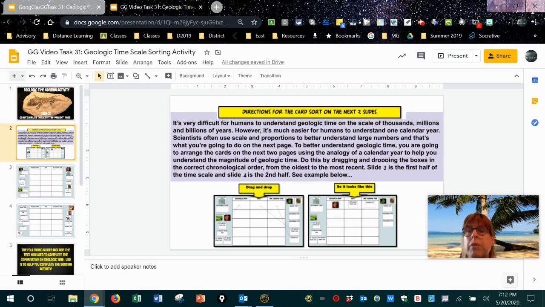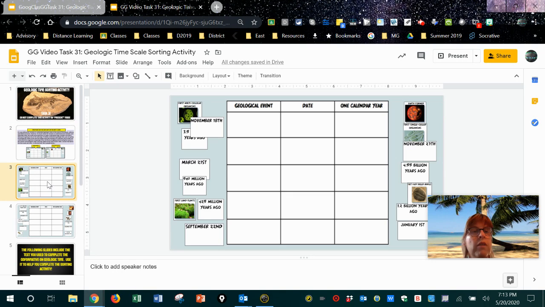So do this by dragging and dropping the boxes in the correct chronological order from the oldest to the most recent. So that's what they mean by chronological order, from the oldest to the most recent. Slide 3 is the first half of the time scale, and slide 4 is the second half. See example below. So here's drag and drop. You're going to move these things into the locations, and then it'll look like this.